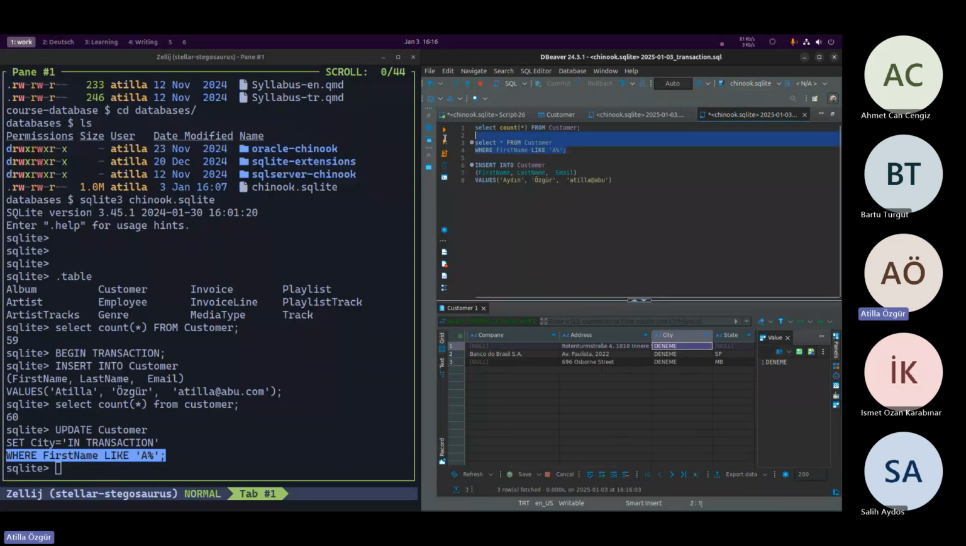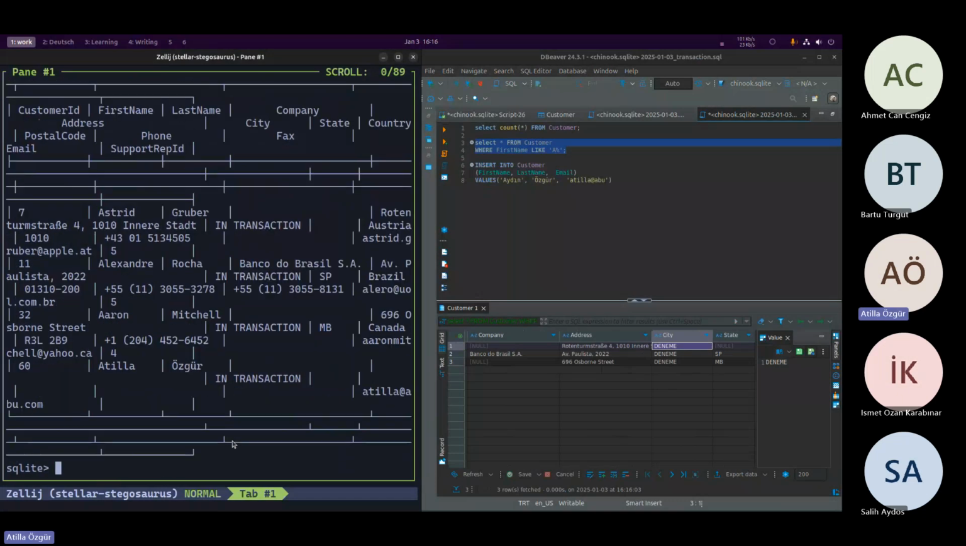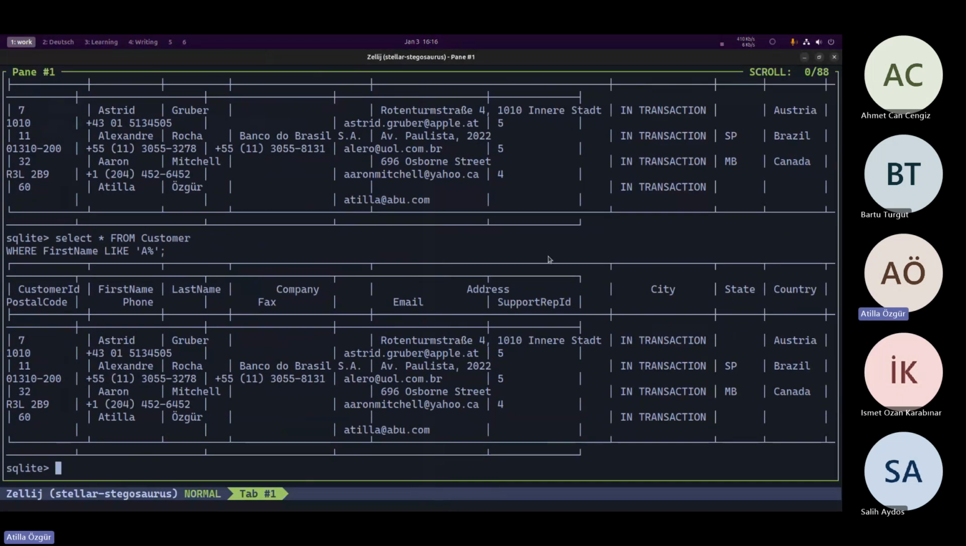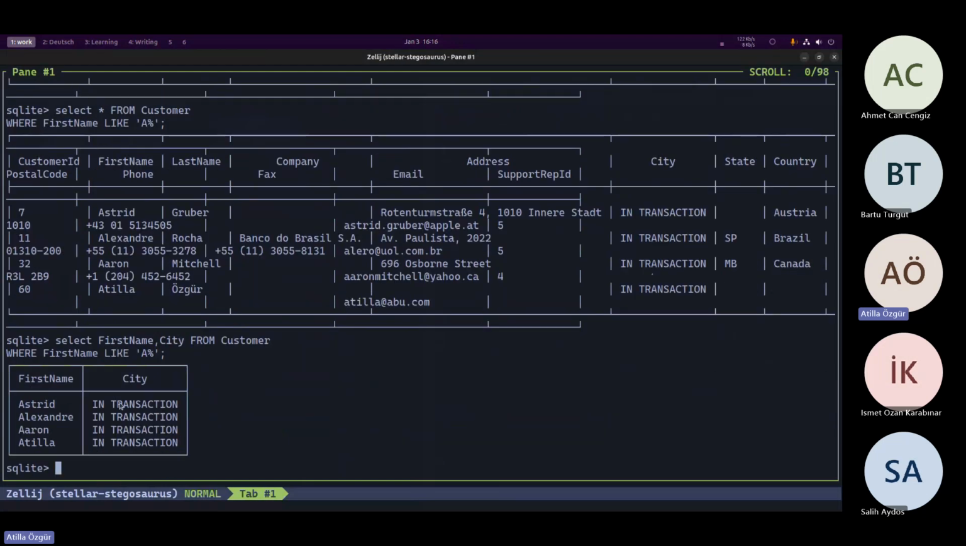But if I run this same query in this transaction part, this box, and let me make this bigger so that it will be more readable, or let me read only first name and city information, since this is what I am interested in. As you can see here, it is written in the transaction.